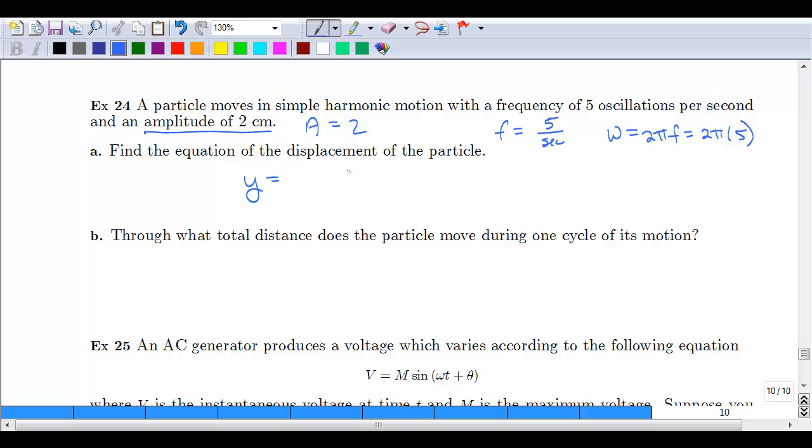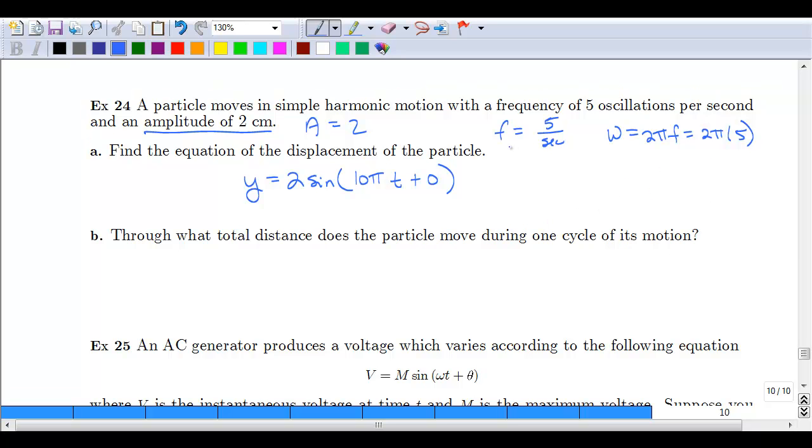So our equation for this function is going to be 2 times the sine of 10 pi times t. In this case, we have no change in displacement, so our angle would be 0 for adding it, or you can just leave that blank. Through what total distance does the particle move during one cycle of motion?